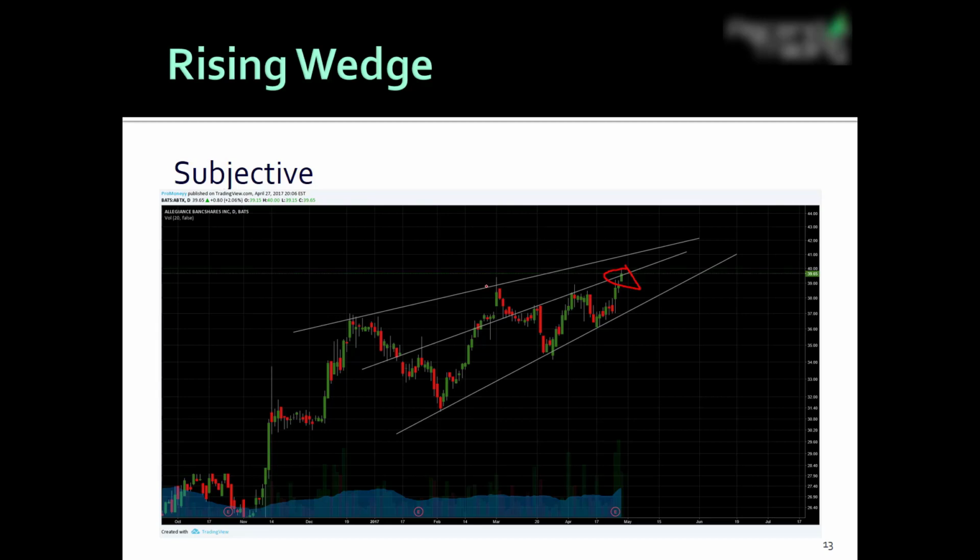It is a rising wedge, but it's near the apex as well, and it's actually riding in the middle of the resistance line. However, what if I told you that there's an inverse head and shoulders near the apex? Did that change your mind?